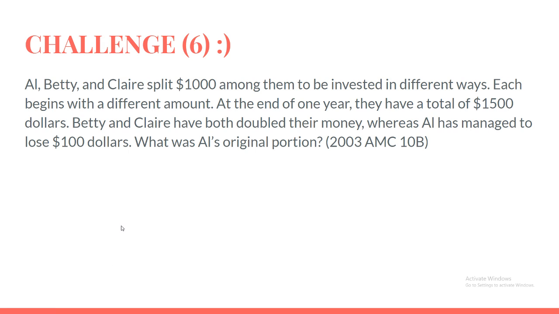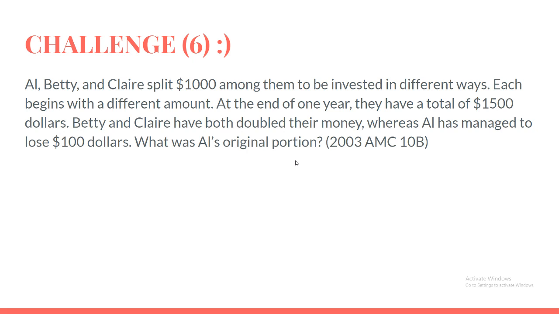Alright, this is a challenge problem, question 6. This is from the AMC 10B, 2003. The question says, Al, Betty, and Claire split $1,000 among them to be invested in different ways. Each begins with a different amount. At the end of 1 year, they have a total of $1,500. Betty and Claire have both doubled their money, whereas Al has managed to lose $100. What was Al's original portion?